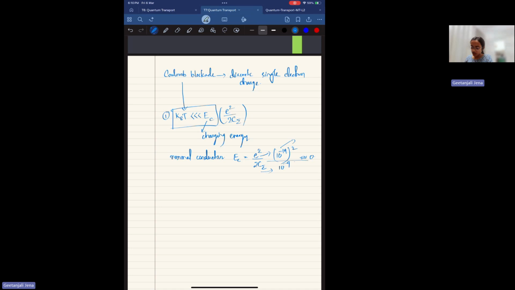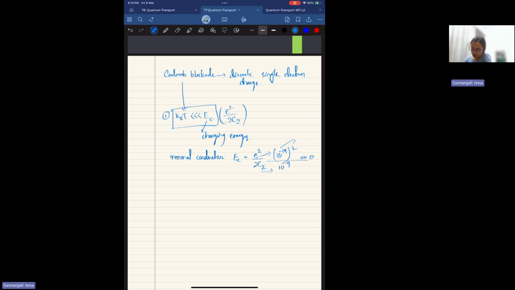So the charging energy for a normal conductor is negligible. That is why, when we apply a voltage to a normal conductor, we won't see any single charging effect. We see that the current flows continuously, and the typical IV characteristics follow Ohm's law for the normal conductor, because the capacitance in that case is very large.